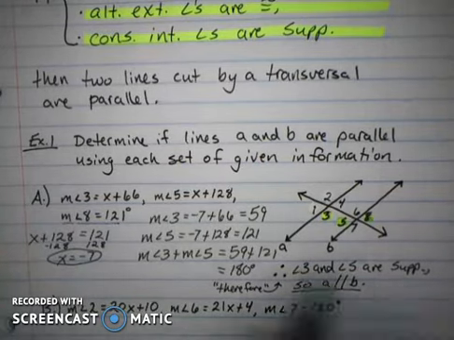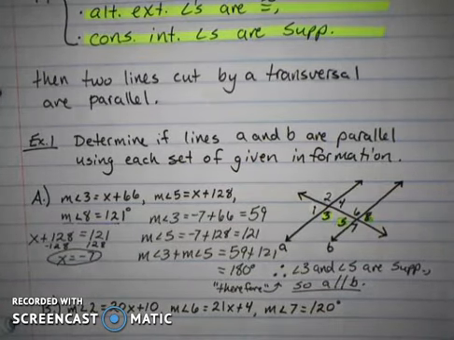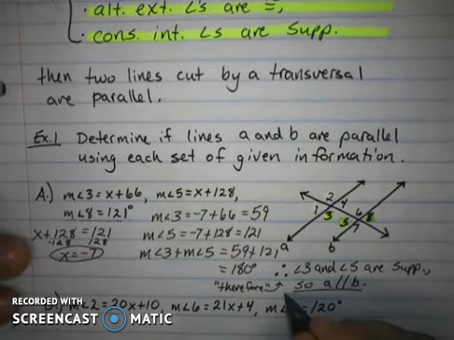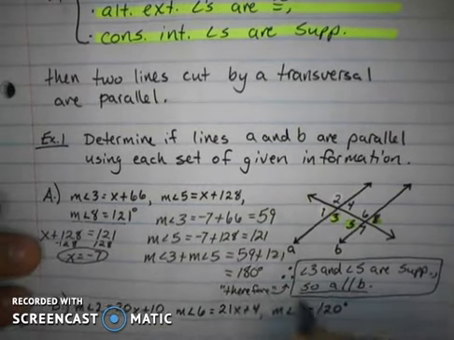Now, if I was doing a proof, I would use actual reasons for this. We're not writing it as a proof. Okay? So that's how we write our answer.